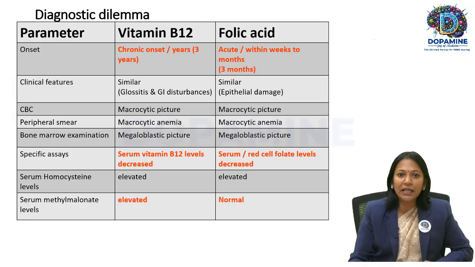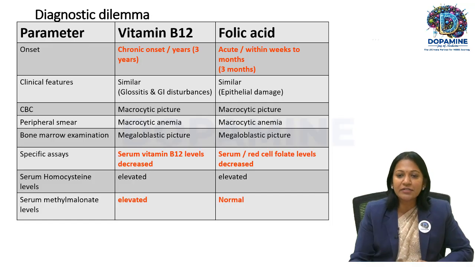Whenever we have the dilemma, some clues: onset will be chronic in a B12 deficiency. It will take years, minimum 3 years is needed for a full-blown deficiency, whereas folate deficiency will be acute, within weeks to months. Clinical features will be similar in both the cases, even the CBC, peripheral picture, bone marrow, all will be the same. When you do the specific assay, in B12, serum B12 levels will be decreased. In folate, the most specific assay will be the red cell folate levels. Serum folate level will give reliable results, but more specific will be red cell folate.